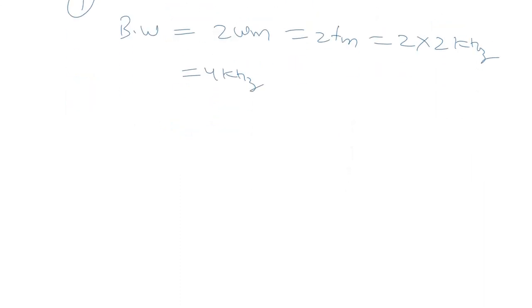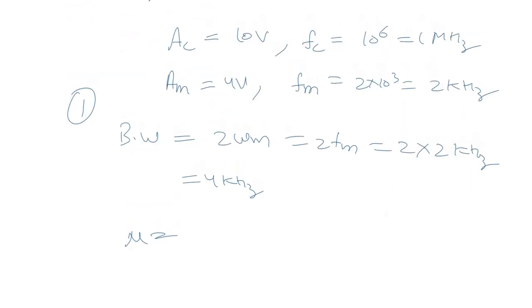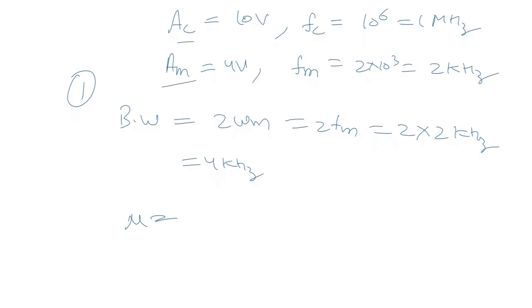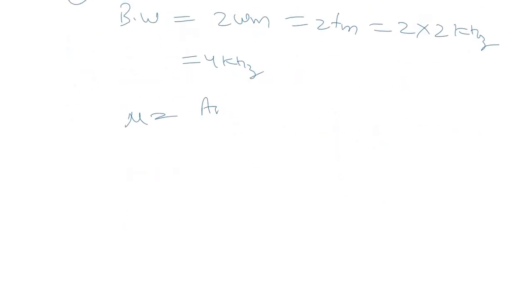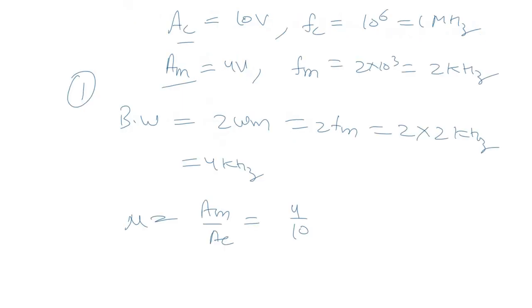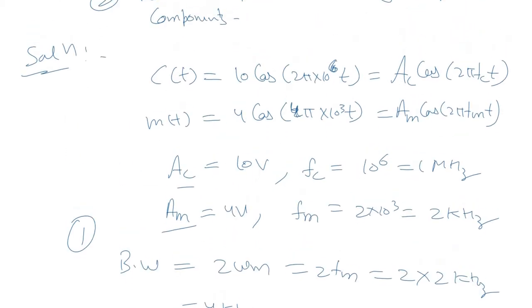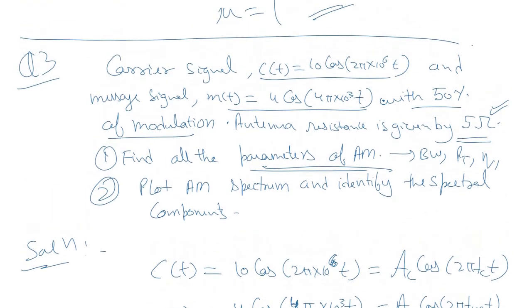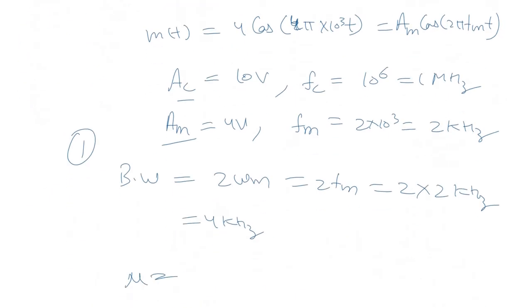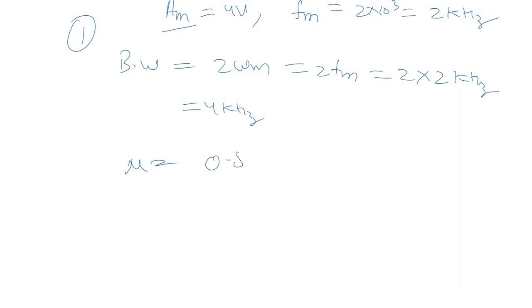That is quite simple. Modulation index, what is the modulation index? It is the ratio of Am to Ac, right? So modulation index will be Am divided by Ac, that is equal to 4 by 10. Or rather, instead of finding the modulation index this way, we are already given the modulation index or the percentage in the question. Yeah, I forgot that it's 50% modulation. So the modulation index given to us is 0.5. It's already given to us, and the antenna resistance is given as 5 ohms, right?